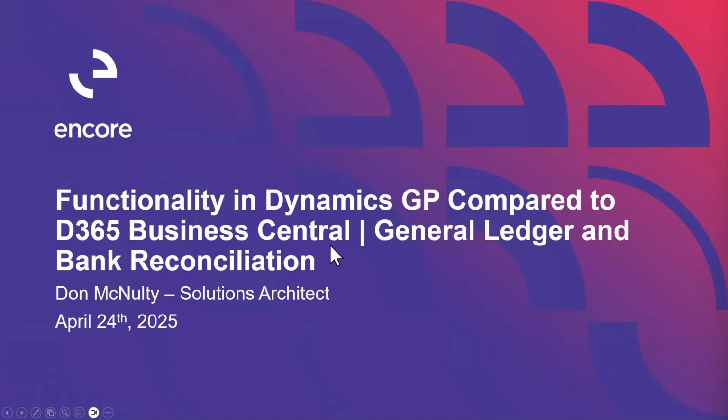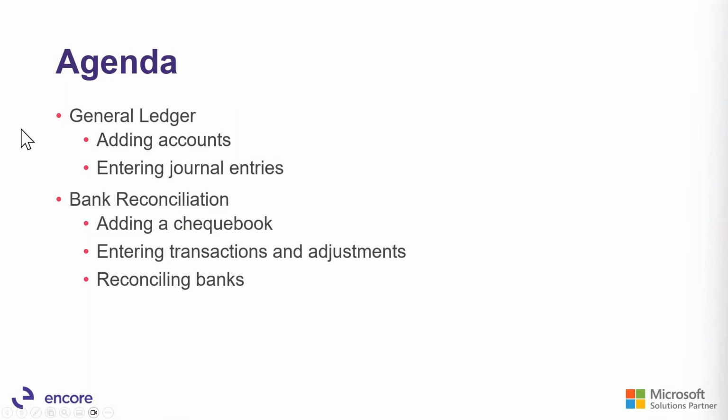Thanks, Katie. So today what we're going to talk about is the functionality of GP versus the functionality in D365 Business Central. GP and BC work very similarly. They are different programs completely, but what we'll be going through is that kind of information. We're going to talk about adding GL codes. How do we add them in GP? And then how do we add them in Business Central? And show you the different features of both of those.